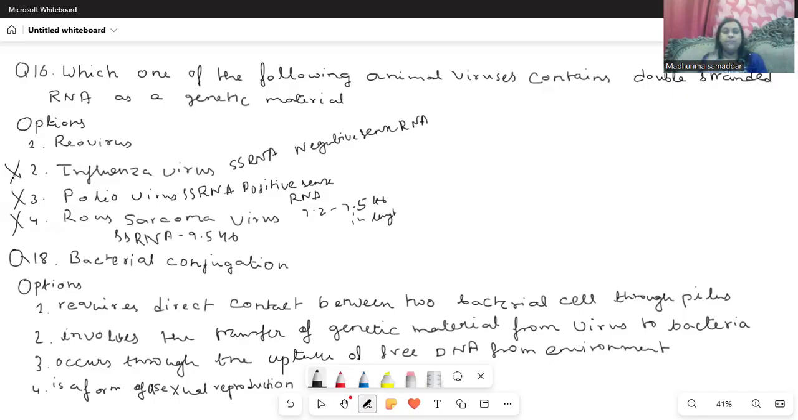Only one option is left, and that is the correct one, because reovirus is a double-stranded RNA. It is having actually double-stranded RNA as their genetic material. It contains 10 to 12 segments of linear double-stranded RNA. So this is the correct option.